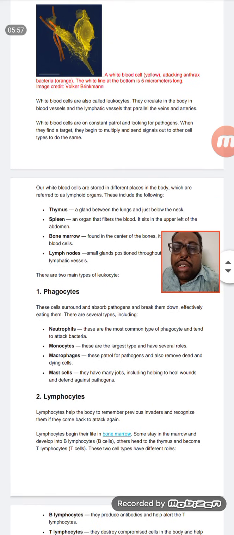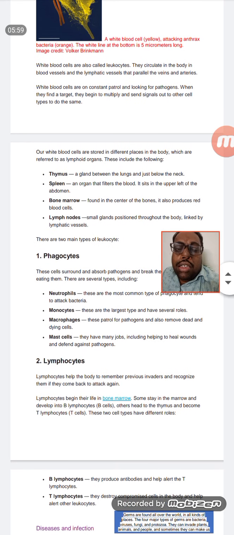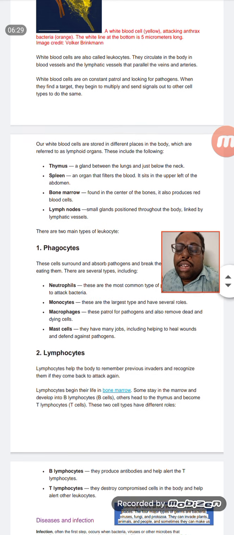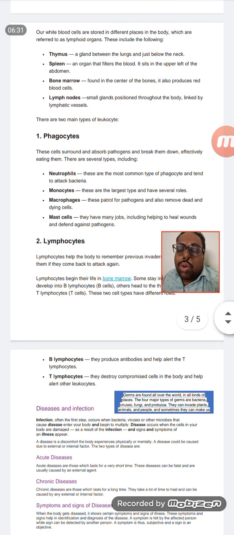Inside the body, different parts are responsible for these white blood cells. White blood cells and RBCs are both formed from bone marrow, and some of these white blood cells get matured in the thymus. The thymus is a gland between the lungs, just below the neck. The others are the spleen and bone marrow, then the lymph nodes. There are two main types of leukocytes. One is known as the phagocytes.